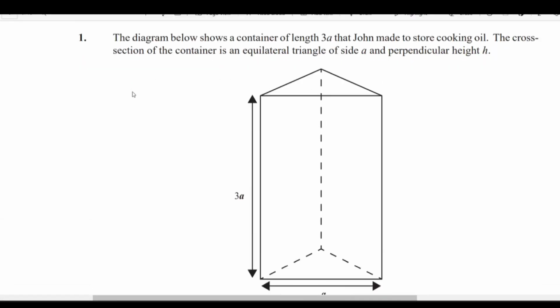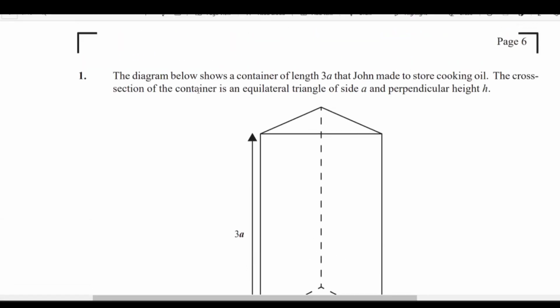All right. So this question says, the diagram below shows a container of length 3A that John made to store cooking oil. The cross section of the container is an equilateral triangle of height H.